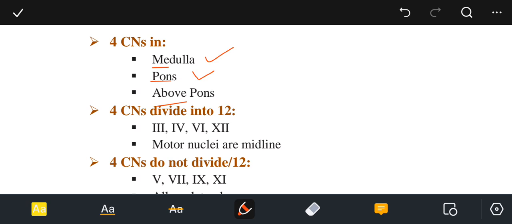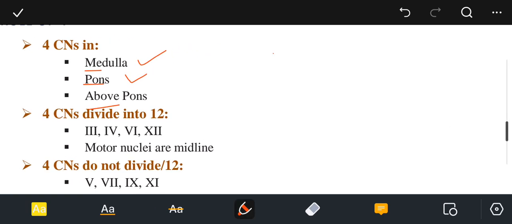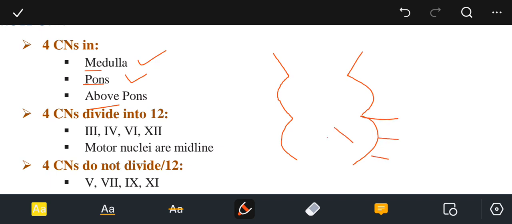Suppose I'm drawing a midbrain like that, this is the midbrain, below that we have the pons, and then we have the medulla. So there are 4 cranial nerves which are coming out of the medulla. These are cranial nerves 9, 10, 11, and cranial nerve 12, right? 4 are originating from the pons, that is cranial nerve 5, then cranial nerves 6, 7, and 8, right?